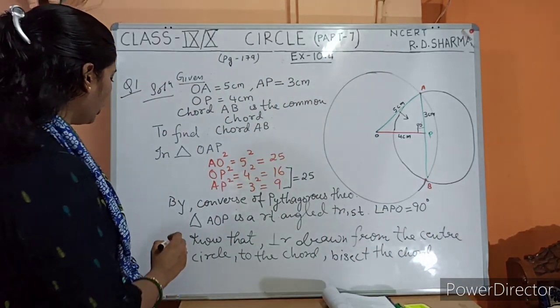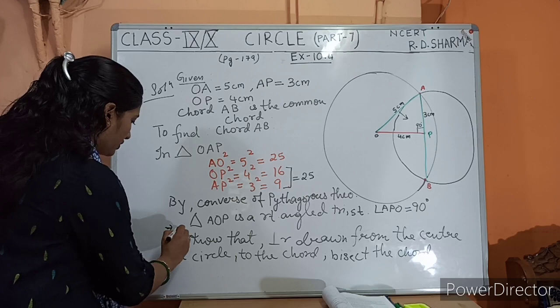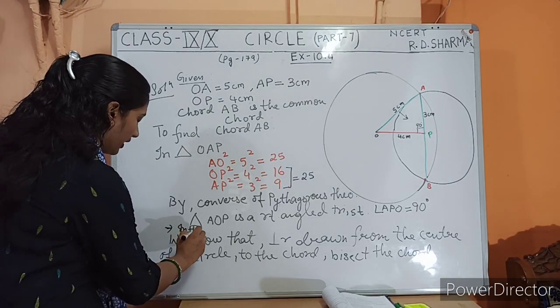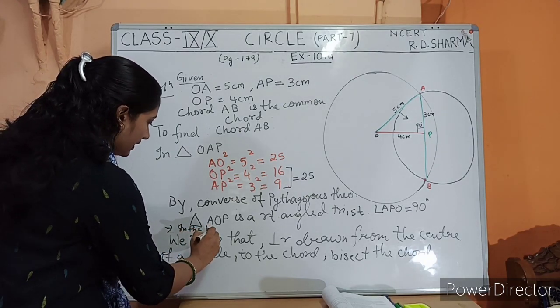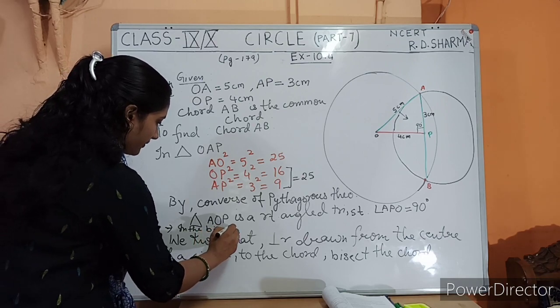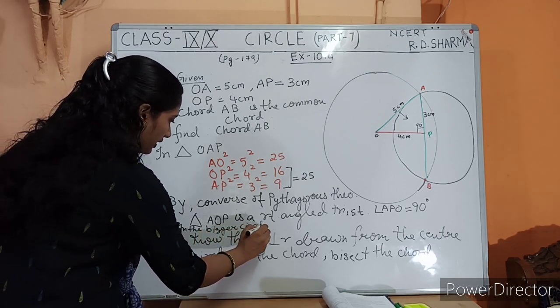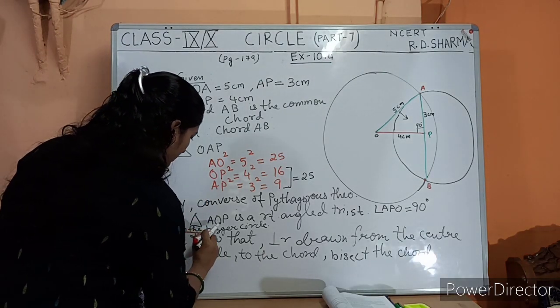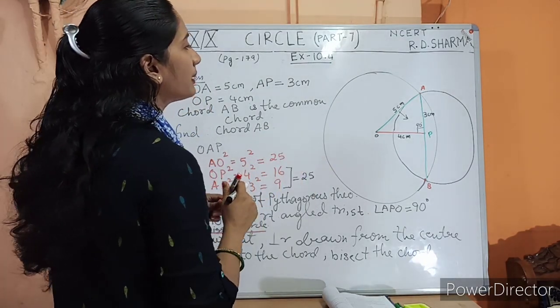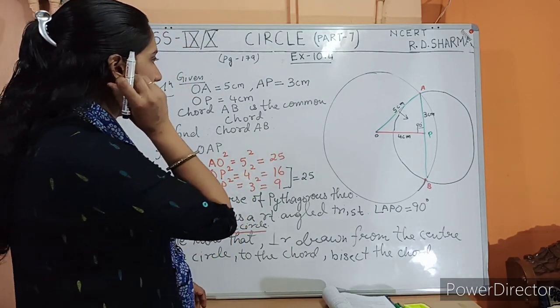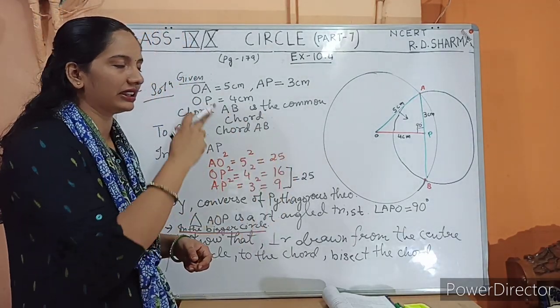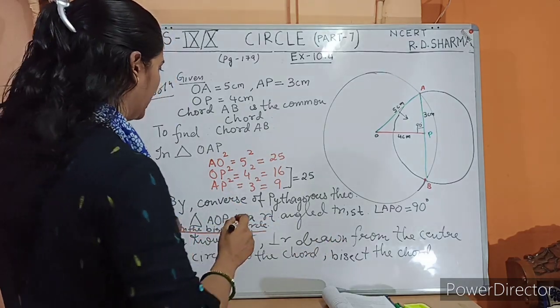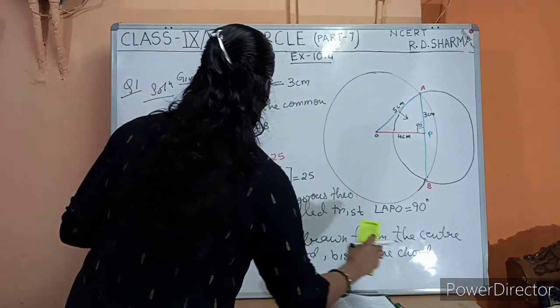So what is the meaning of this? For this, children, you need to see the bigger circle. In the bigger circle, you may observe that OP is the perpendicular on the chord AB, and OP will divide the chord AB into 2 equal parts. So through here we can conclude.